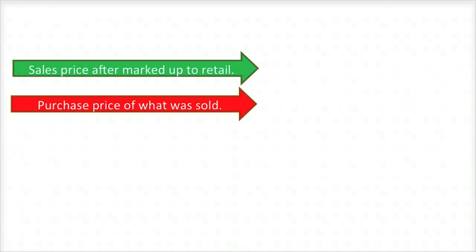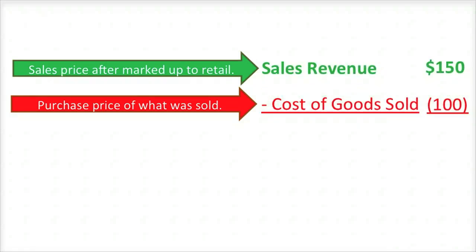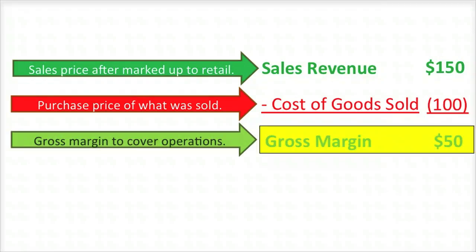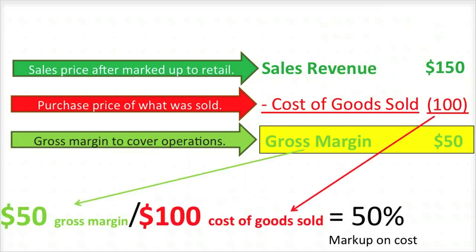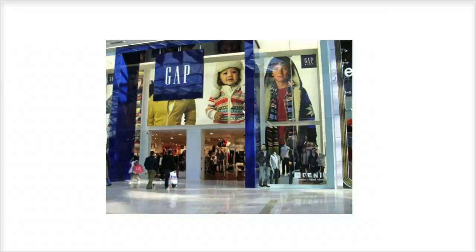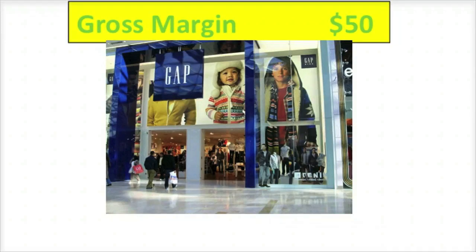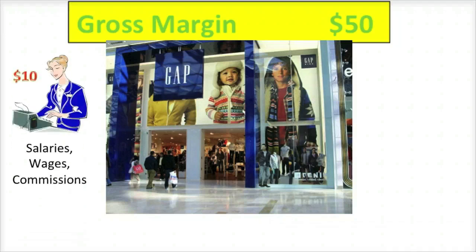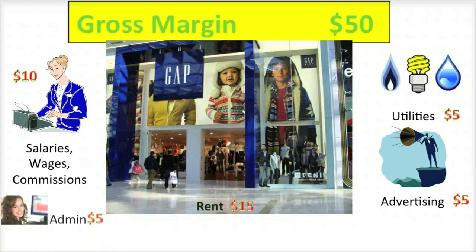For example, if a retailer purchases $100 of inventory, which it then sells to a consumer for $150, the retailer will have earned a $50 gross margin. This $50 represents a 50% retail markup on its cost of goods sold of $100. $50 gross margin divided by $100 cost of goods sold equals 50% markup on cost. A retailer's gross margin needs to be sufficiently large to cover the operating costs of running a retail location. The key operating costs for retailers include salaries, wages, commissions, rent expense, utilities expense, advertising, and other administrative costs.